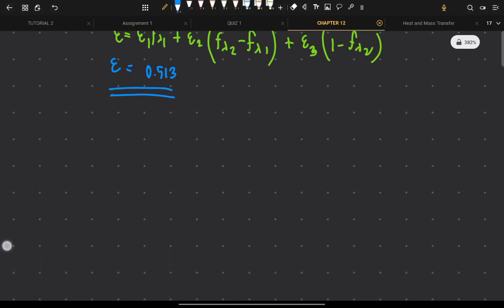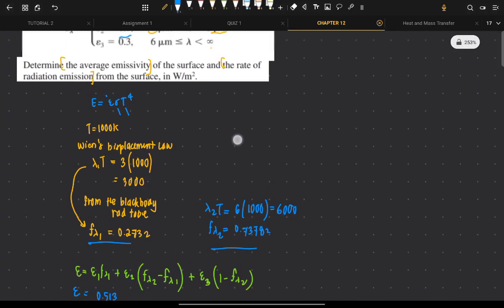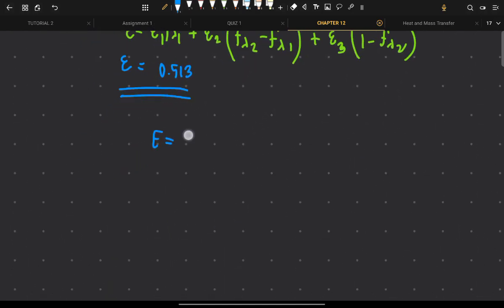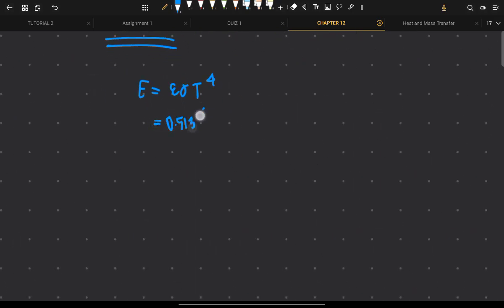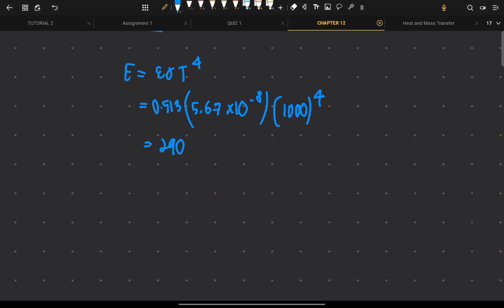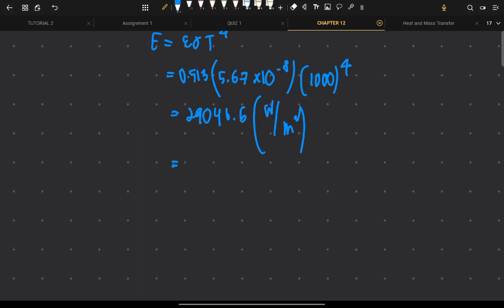Okay, so next, which is the main answer, they want the rate of radiation emission, E equals epsilon times the Stefan-Boltzmann constant with T to the power 4. So we just substitute it: 5.67 times 10 to the minus 8, 1000. Okay, so we press the calculator and then we get the answer, 9096.6 watt per meter square. So change it to kilowatt if you want. So this is the answer for the rate of radiation emission.